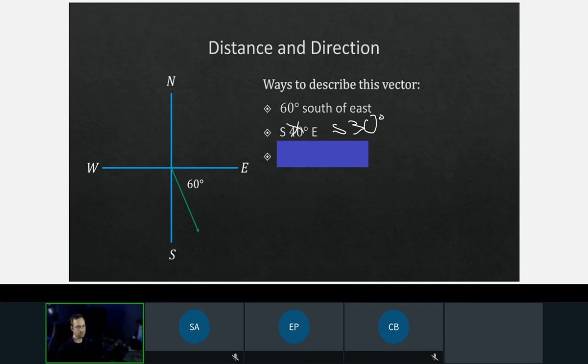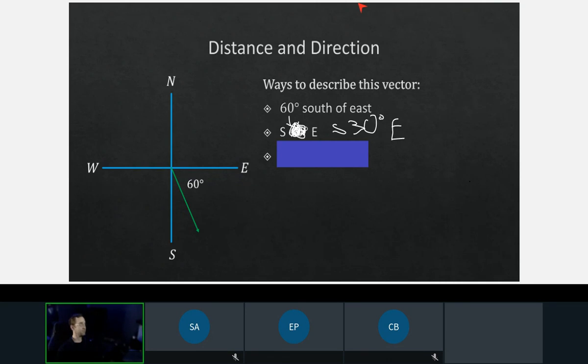Sorry, trying to focus on my writing because obviously 60 plus 40 is not 90. Definitely not. Yeah, math is hard sometimes, guys. So that never happened.